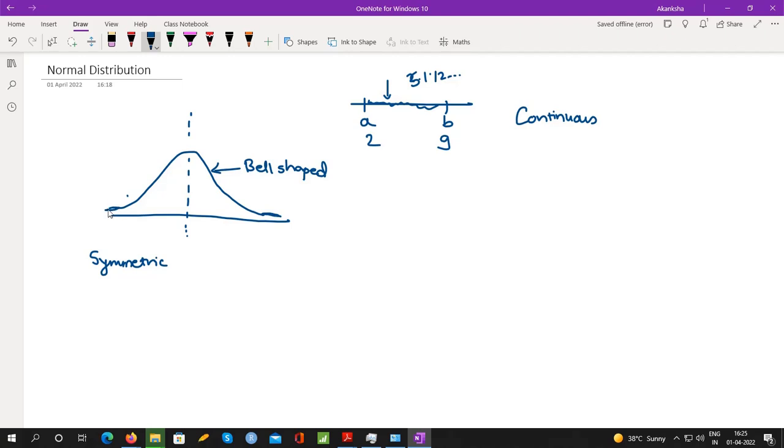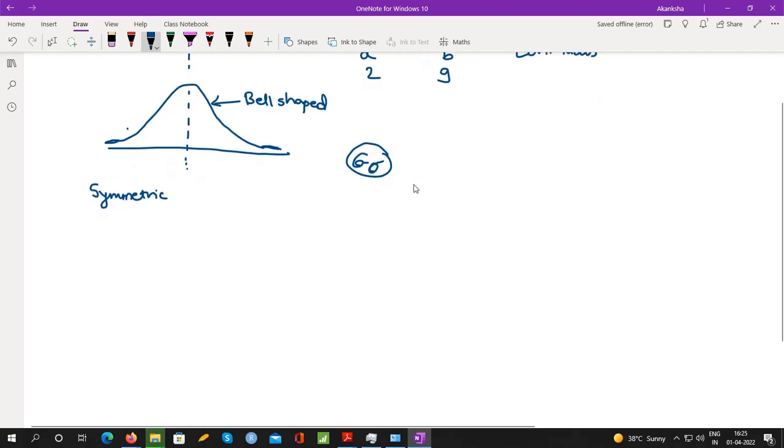Especially in quality control, you might have heard something called 6 sigma. Have you heard of something called 6 sigma limits or 6 sigma quality control? No, okay, then forget it.